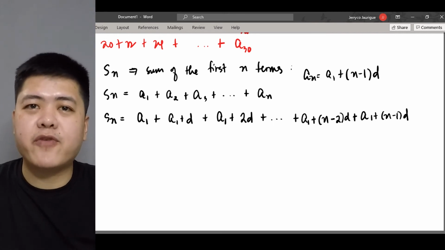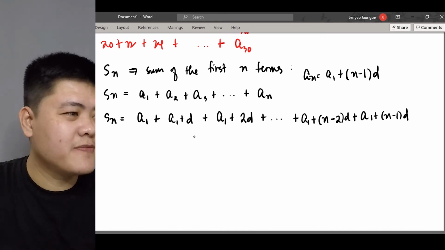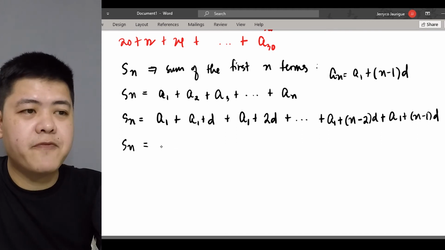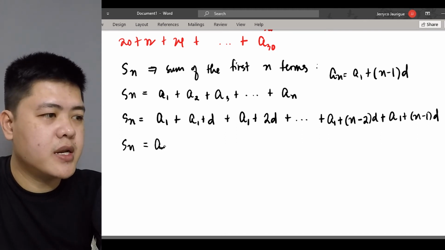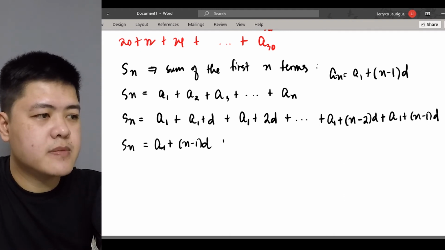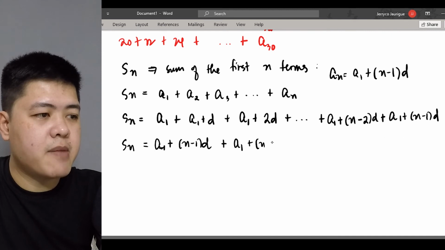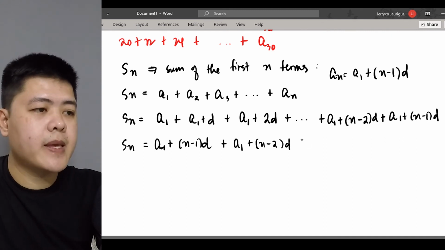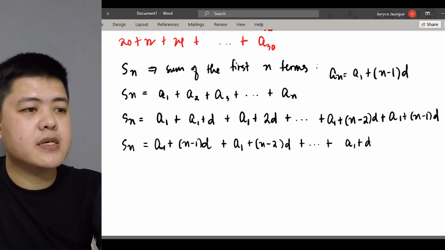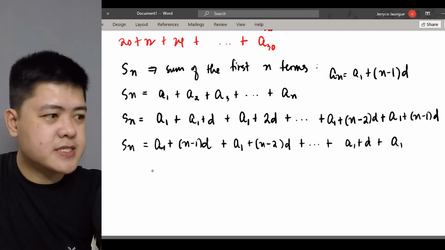Now, to derive the formula for S sub n, we're going to write the sequence in reverse. So S sub n equals, we first write the last term, which is a sub 1 plus n minus 1 times d, plus the second to the last term, which is a sub 1 plus n minus 2 times d, plus up to the first term, a sub 1 plus d plus a sub 1, something like that. Okay, and then what we want to do is add these.